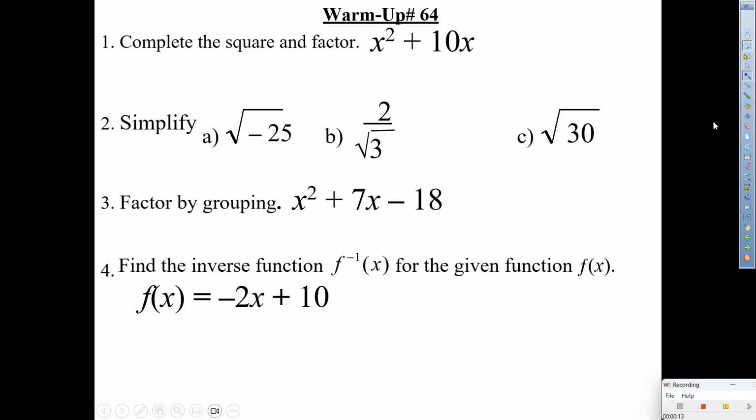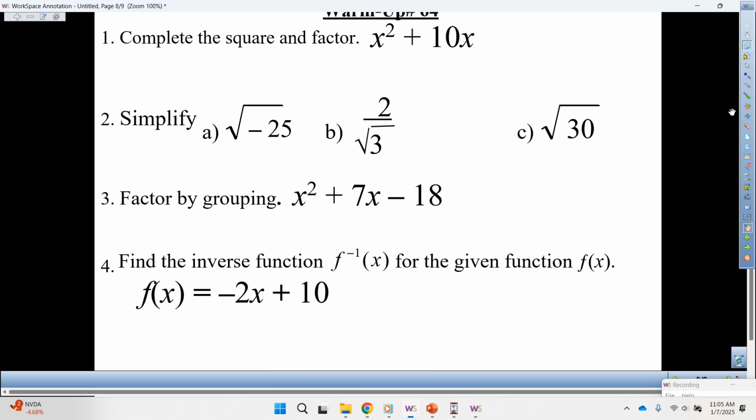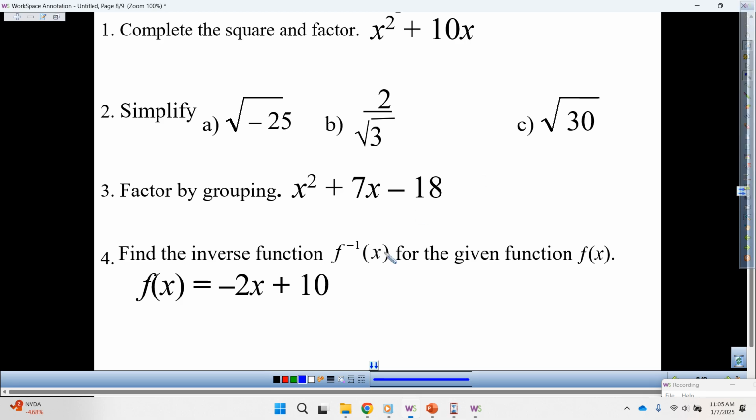All right, let's get the show on the road. By now, we should be able to do these. So we're going to do these together. Now, Gio, get us started. Oh, yeah, we got this. So first, I need to complete the square. What do I add there, Gio, to complete the square?